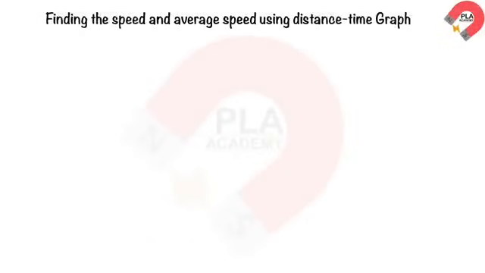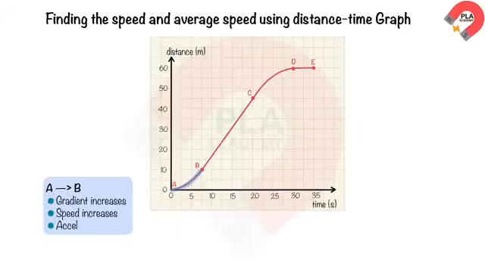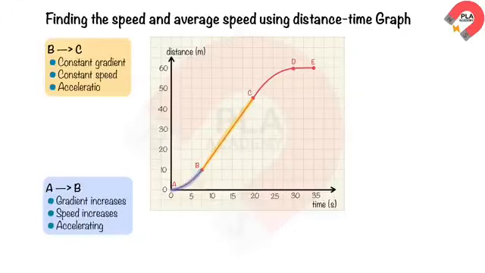Finding the speed and average speed using a distance time graph. The distance time graph is shown here. Between A to B shows that the gradient is increasing, so the speed is also increasing, and the object is accelerating. Between B to C shows that the gradient is constant, so the speed is also constant, and the acceleration is 0. We can find the constant speed by the gradient between B to C.